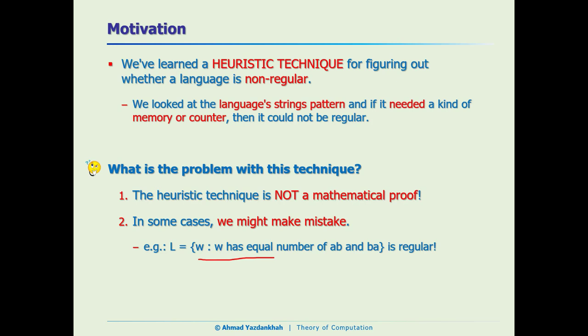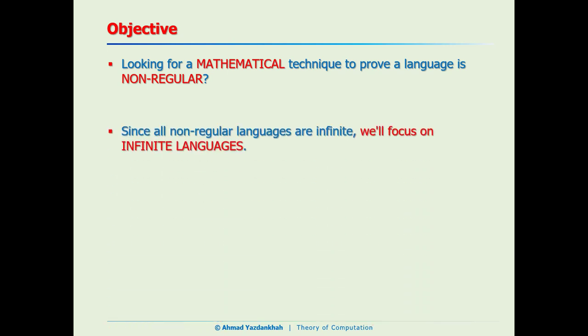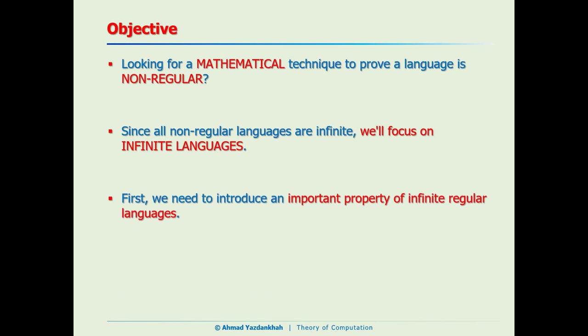For example, here is an example to show you that when you look at it, you may think that it needs a counter. W has an equal number of AB and BA. But the point is, this is not non-regular because you can construct a DFA for this. That's why I asked you to do it by yourself as an exercise. So based on this introduction and background, the objective of this lecture would be looking for a mathematical technique to prove a language is non-regular. But since all non-regular languages are infinite, we will focus on infinite languages. For this mathematical proof, we would need to introduce an important property of infinite regular languages.